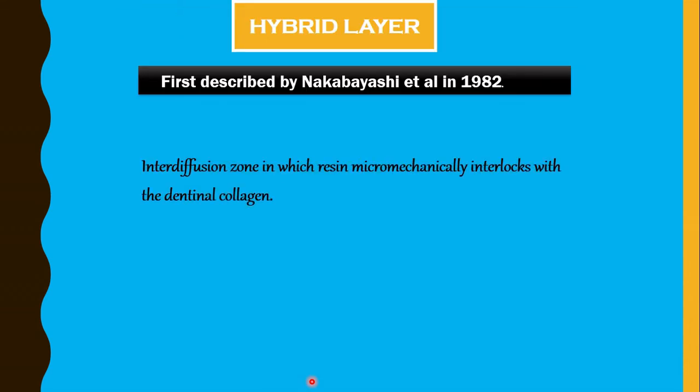The hybrid layer was first described by Nakabayashi in 1982. It is basically an interdiffusion zone in which the resin micromechanically interlocks with the dentinal collagen. First of all, the demineralization occurs, followed by the penetration of the monomer and the subsequent polymerization. This whole zone is called the hybrid layer, and the thickness varies from 3 to 5 micrometers depending upon the bonding system used.